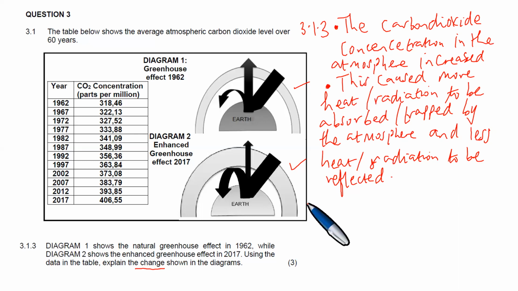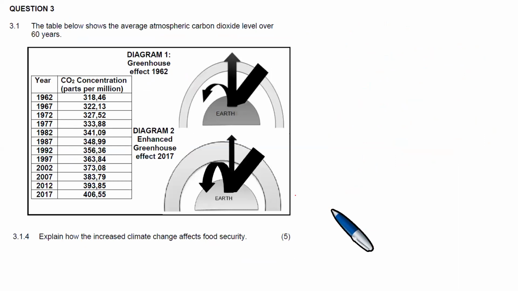Next question. The information in the two diagrams is still the same, but they are now asking us a grade 11 question on the greenhouse effect and the emissions of carbon dioxide by Eskom, because Eskom in South Africa produces mostly thermal electricity. Thermal electricity is produced by burning coal, and that is what Eskom is using. In 3.1.4, you should explain how the increased climate change affects food security.